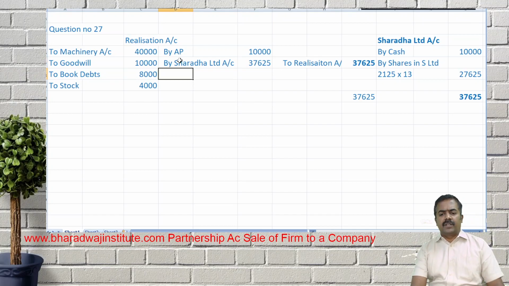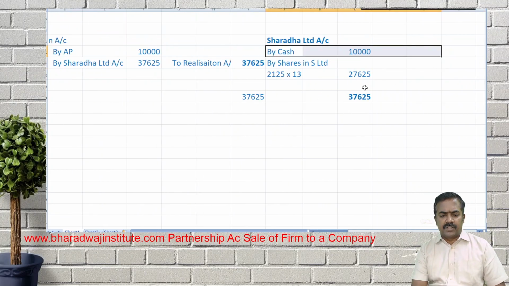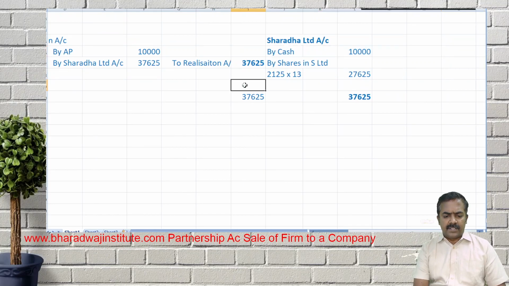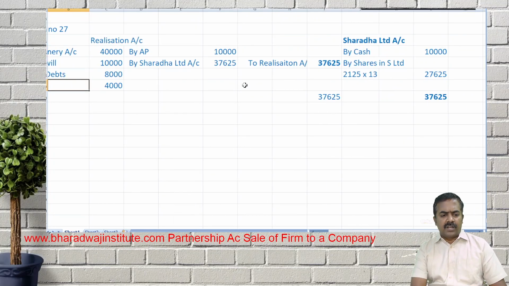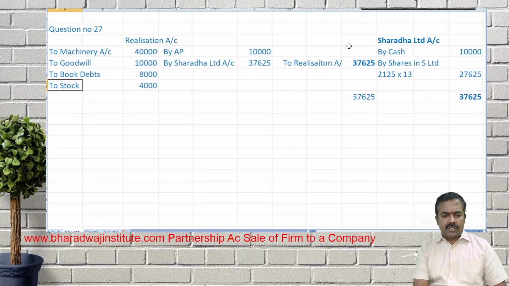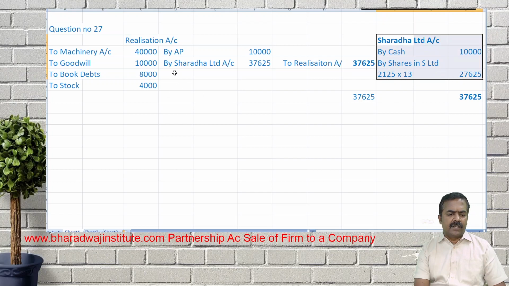You can do a separate working note also, like cash this much, shares this much, total purchase consideration is this much. Thereafter come to the entry like a realization account. There is a Sardar Limited account debited to realization account. Then cash, shares, etc. you can record.